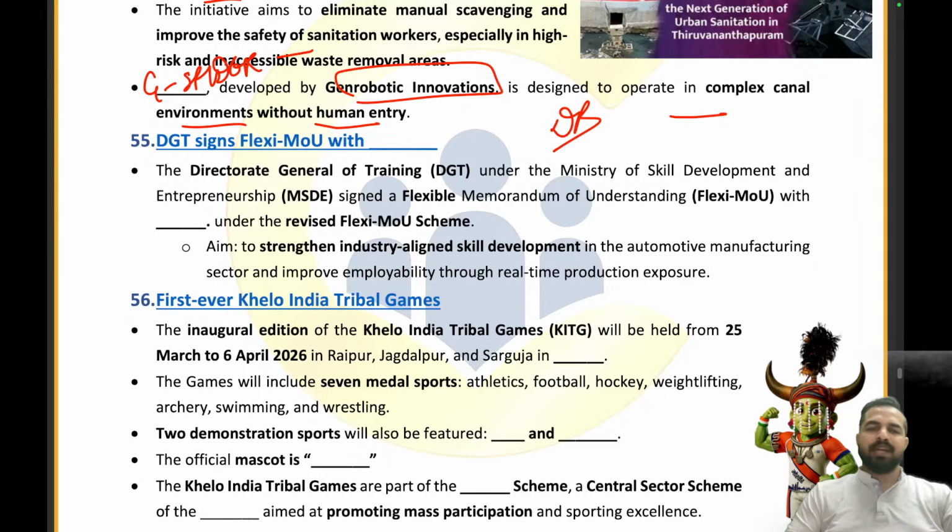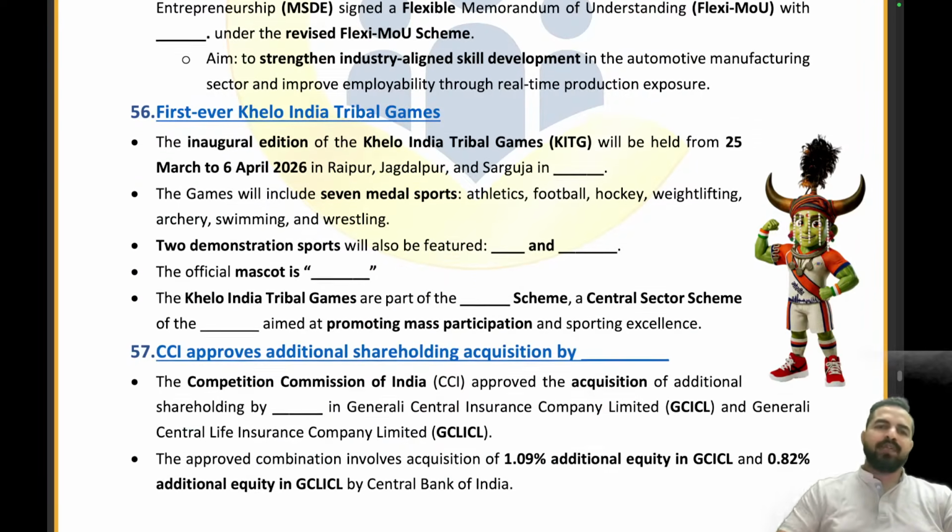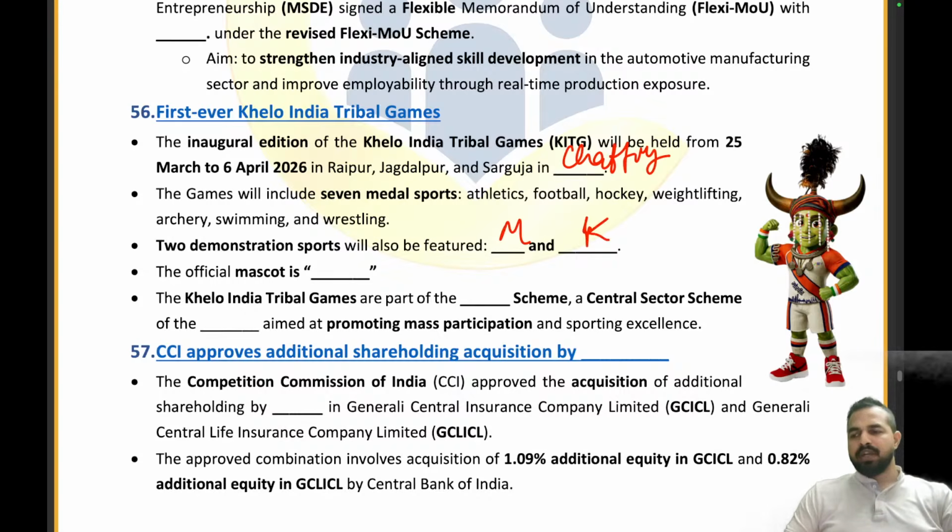DGFT signed Flexi MOU with which organization? Bajaj Auto. Bajaj Auto is the right answer. First ever Khelo India Tribal Games held in Chhattisgarh. Two demonstration sports were Mallakhamb and Kabaddi. The official mascot is Morveer. Khelo India Tribal Games are part of the Khelo India scheme. This is a central sector scheme.